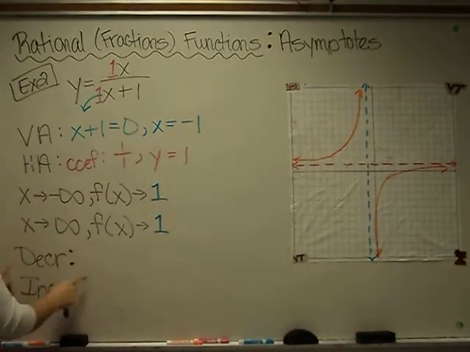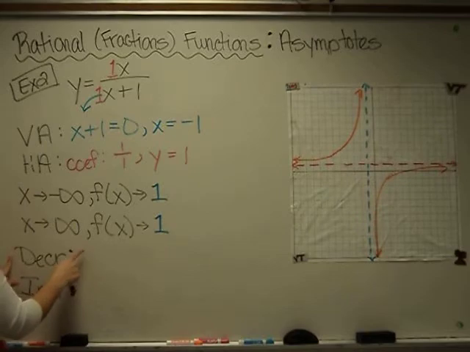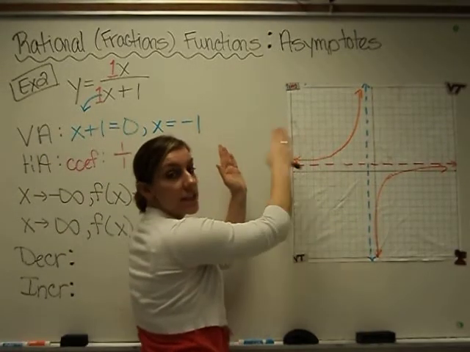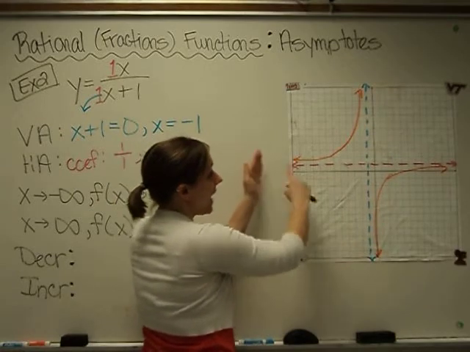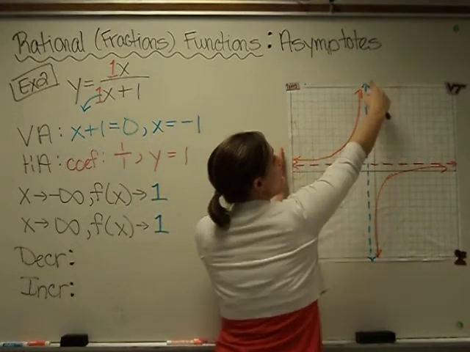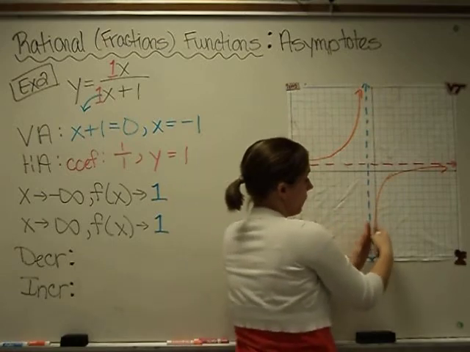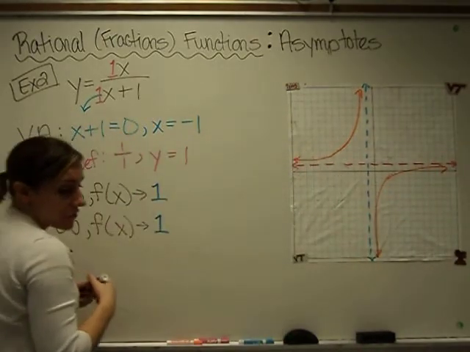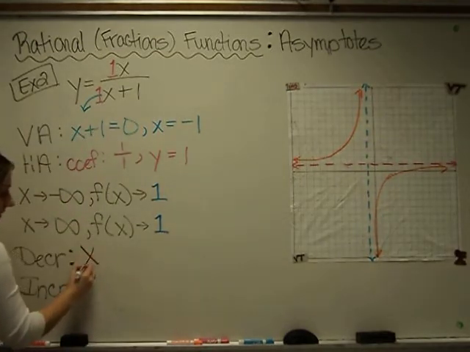And then increasing and decreasing. Where is it decreasing? If you go from left to right, where is it pointing down? If you notice, it's not. If you go from left to right here, it's constantly pointing up. If you go from left to right on this one, it's constantly pointing up. So there's actually no decreasing, but they're both increasing.